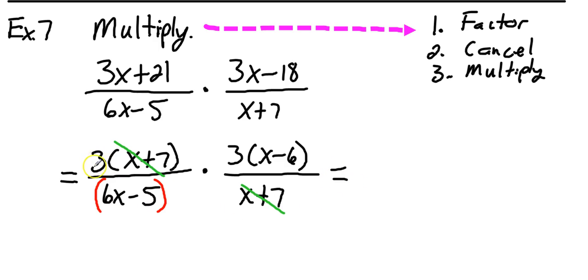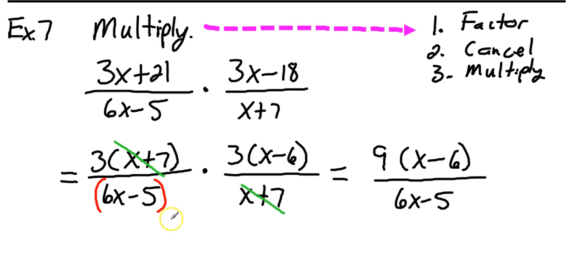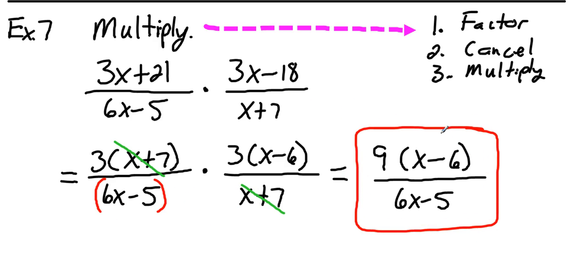So on the top, you've got 3 times 3 on the outside. So that's 9 times x minus 6. On the bottom, you're left with that 6x minus 5. And since there's nothing else on the bottom, you don't have to put parentheses. That would be what you're looking for.